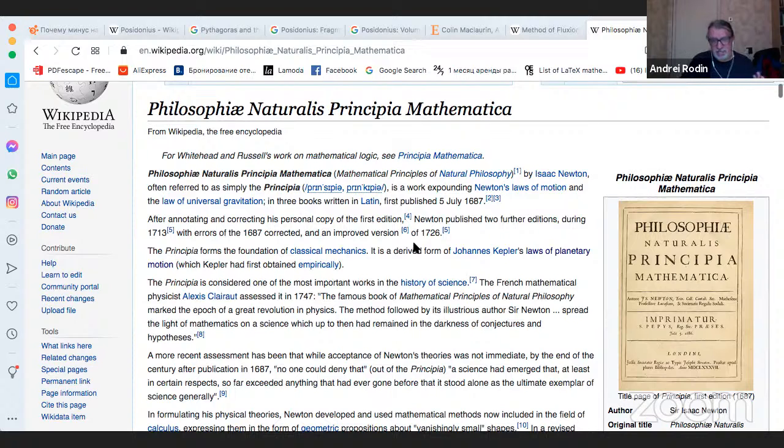I think that needs some reservation, because Wikipedia says Kepler had first obtained these laws empirically. Indeed Kepler used the observational data by the astronomer Tycho Brahe, which was the best available in his time. That's true. However, these data were actually compatible with the idea that all planets move in circles, not in ellipses.